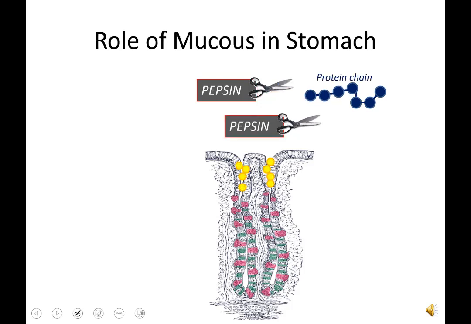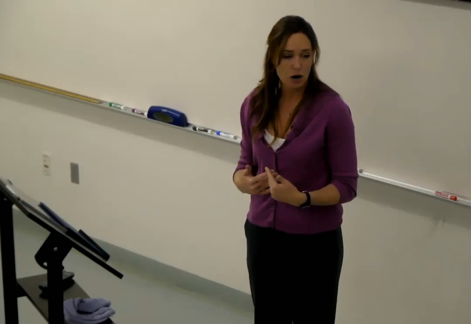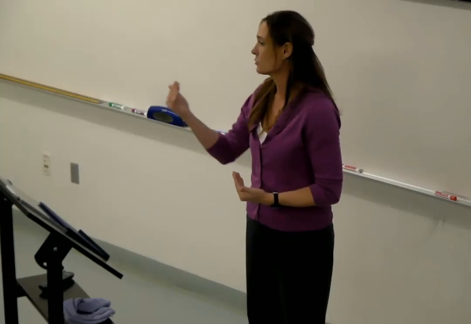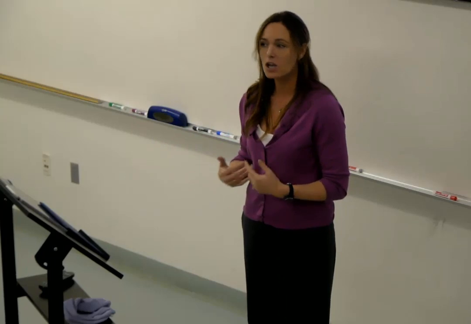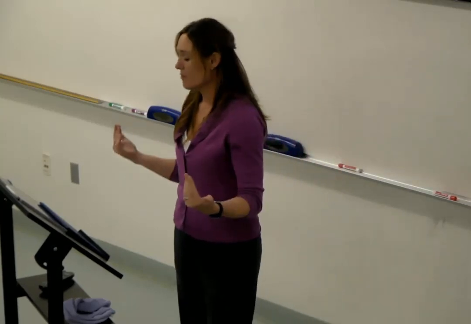So our goblet cells at the top of our gastric pits will make a whole bunch of mucus here, and it's going to fill and plug up these gastric pits because we don't want pepsin to go back down into our gastric pits. We don't want activated pepsin to go into our gastric pits and actually digest ourselves. We don't want to break apart our own proteins. If you don't have enough goblet cells producing mucus in the stomach, you will get an ulcer. That's what an ulcer is, because you don't have the protection.